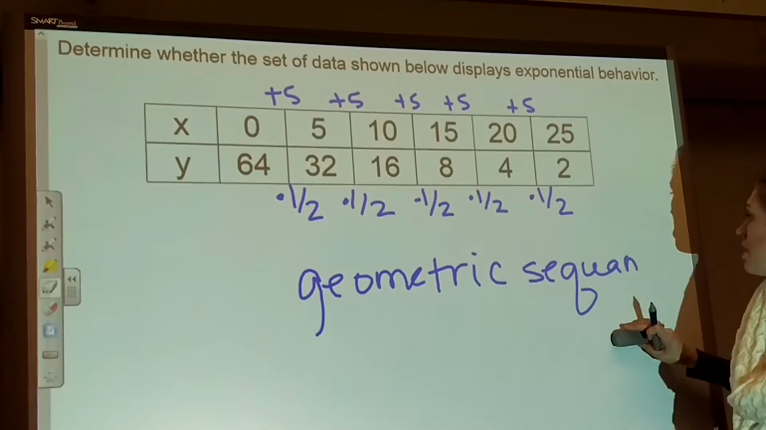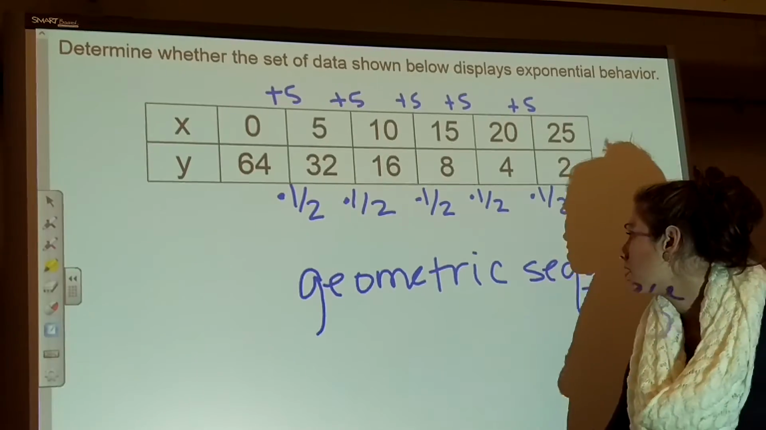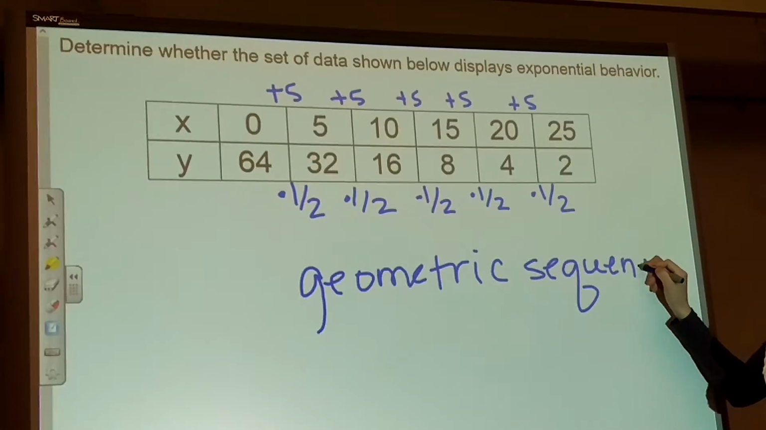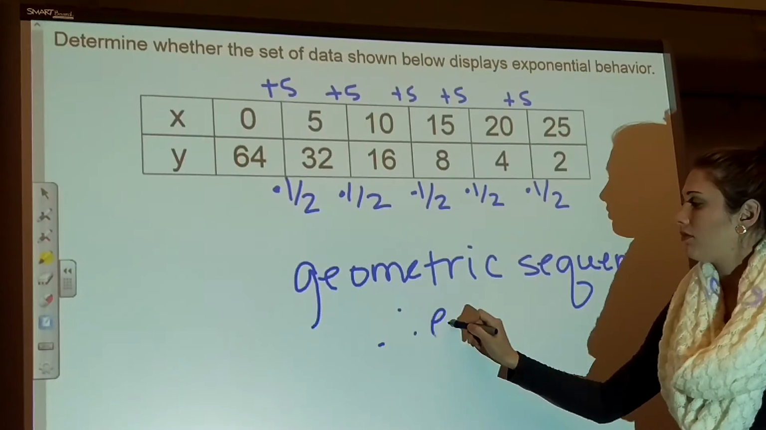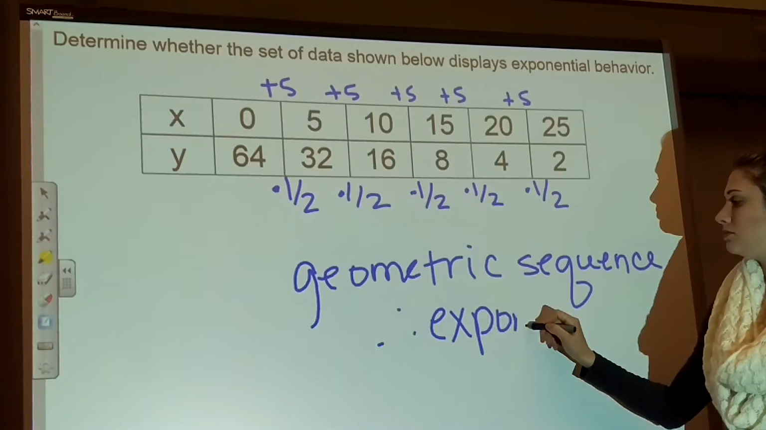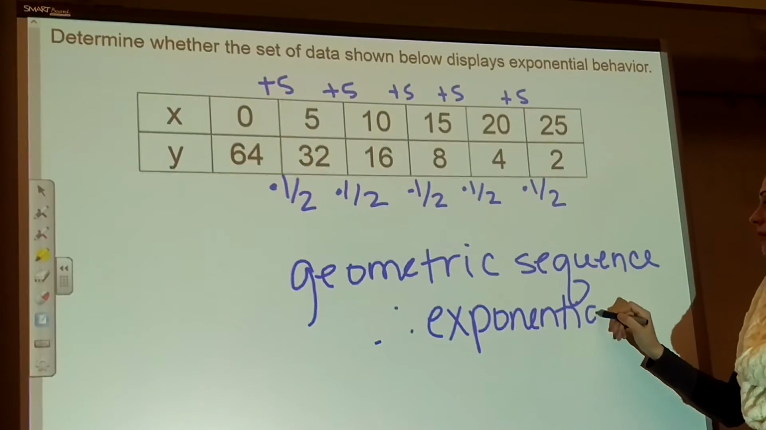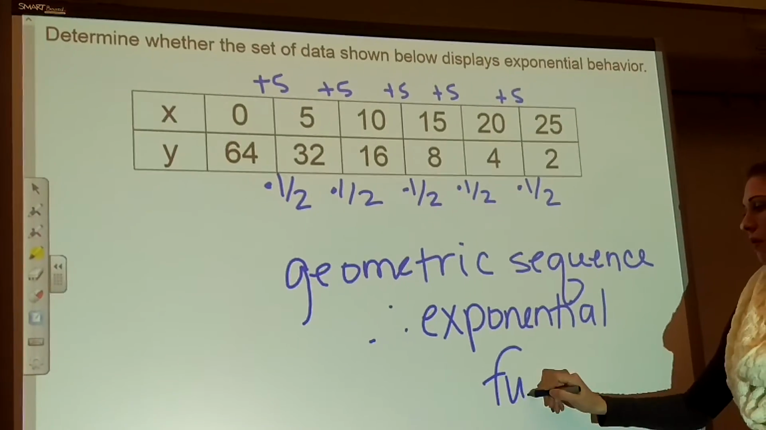I can't spell. Those 3 dots mean therefore.